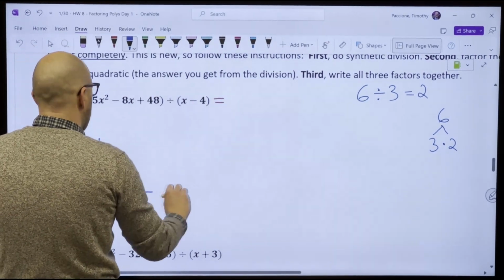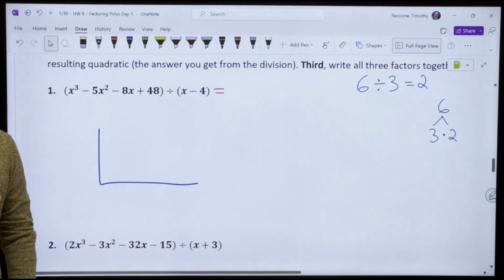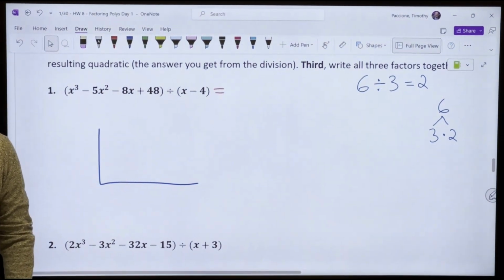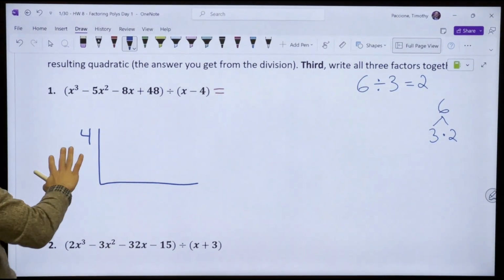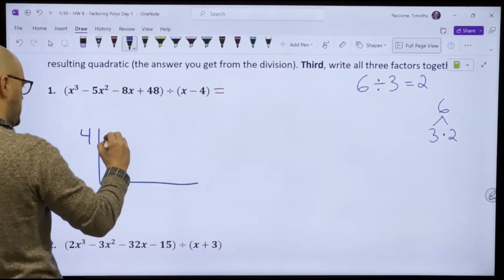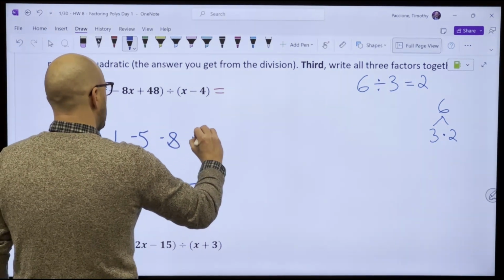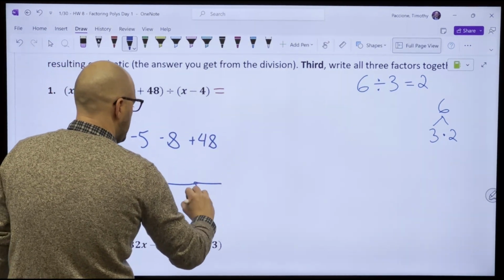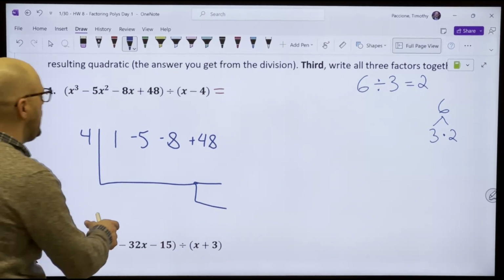So I would do synthetic division, right? I have x minus 4, so what am I going to put on the outside of the synthetic division? Plus 4, right? The potential root. And then on the inside, I put my coefficients. It goes 3, 2, 1, nothing, so no zeros. 1, minus 5, minus 8, plus 48. And then I always like to put a box right away so I don't forget that last piece is my remainder, right? And if it's a 0, that means we have a factor, that means we have a root, that means we can continue, okay?